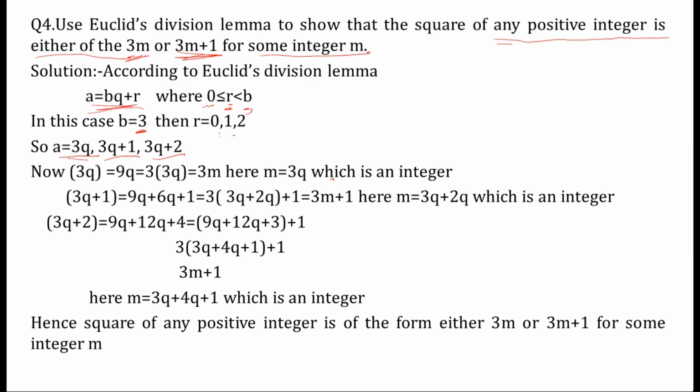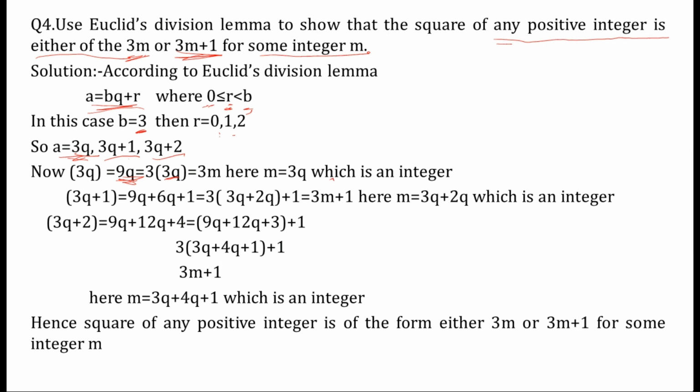What is the square of 3q? When we take the square of 3q, we get 9q squared. We put the value of 9q squared as 3 times 3q squared. Then we get 3m, where m = 3q squared, which is an integer.